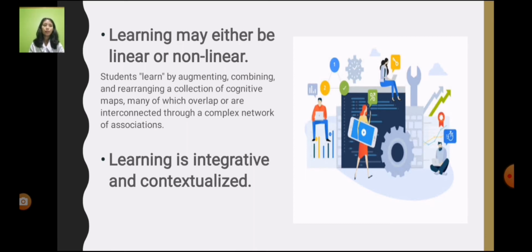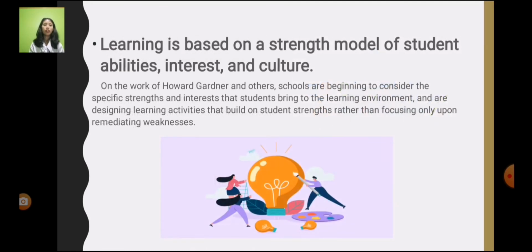The information presented globally is more easily assimilated, as students could easily associate relationships and connections rather than information presented only in a sequence. Number six is learning is based on the strengths model of the student's abilities, interest, and culture. In the work of Howard Gardner and others, schools are beginning to consider the specific strengths and interests that students bring to the learning environment and are designing learning activities that build on the students' strengths rather than focusing only upon remediating weaknesses.